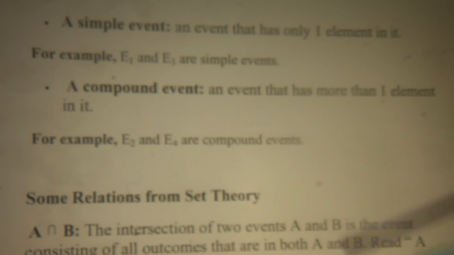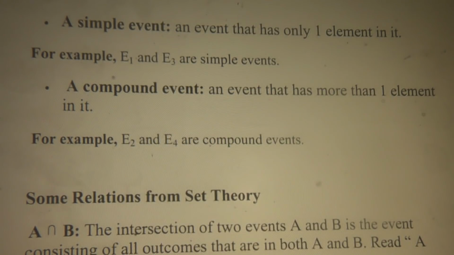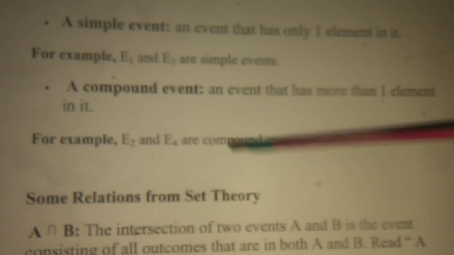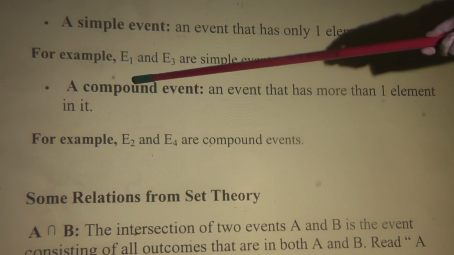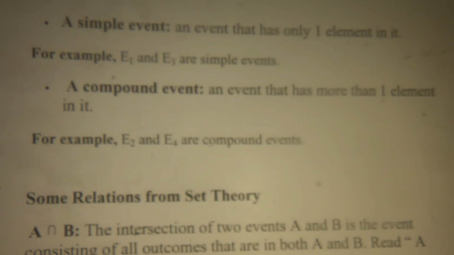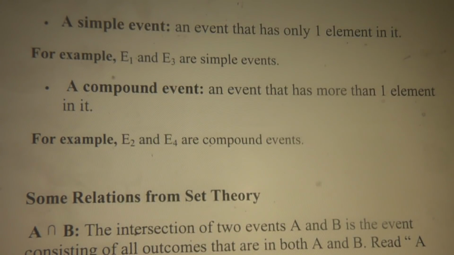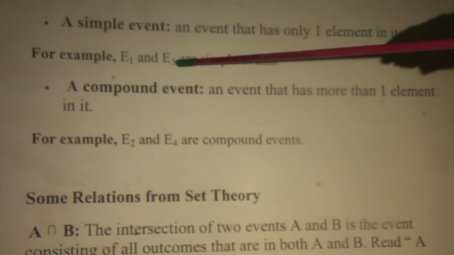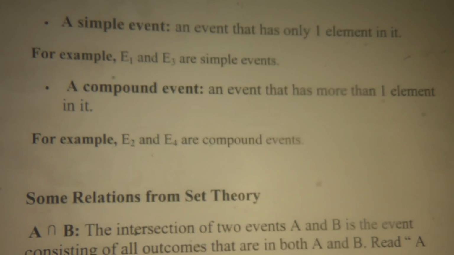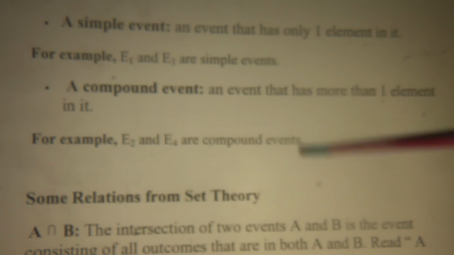Let's look at a simple event. A simple event is an event that has only one element in it. For example, E1, head-head. Only one possible outcome in E1, so E1 is a simple event. E3, two tails in a row, tail-tail, also has one element in it. So both E1 and E3 are simple events.